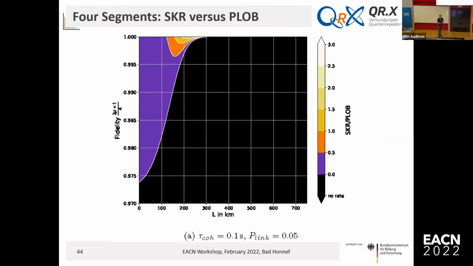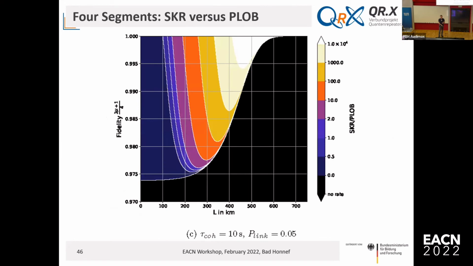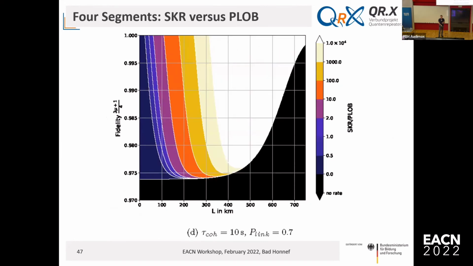And now I should approach the end eventually. I think I will skip over the last slides then. So for 4 segments, again, we see a lot of black. And as I said, the minimal fidelity is now higher. Now I told you how to get this number. And so these are the bad coherence time and link coupling values. Now the link coupling is better. Here the coherence time is better. And finally, the good values for both.